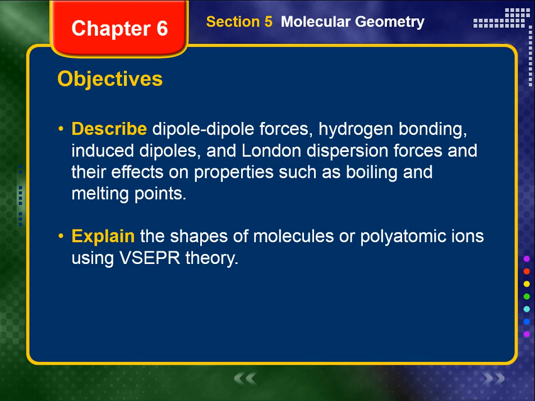At the end of this video, I hope that you can describe dipole-dipole forces, hydrogen bonding, induced dipoles, and London dispersion forces, as well as their effects on properties such as boiling and melting points, and then explain the shapes of molecules or polyatomic ions using VSEPR theory.